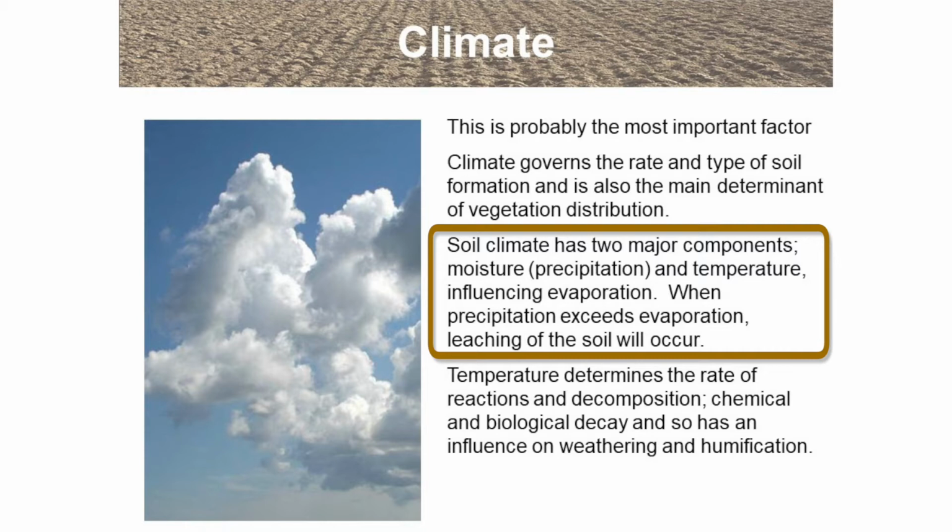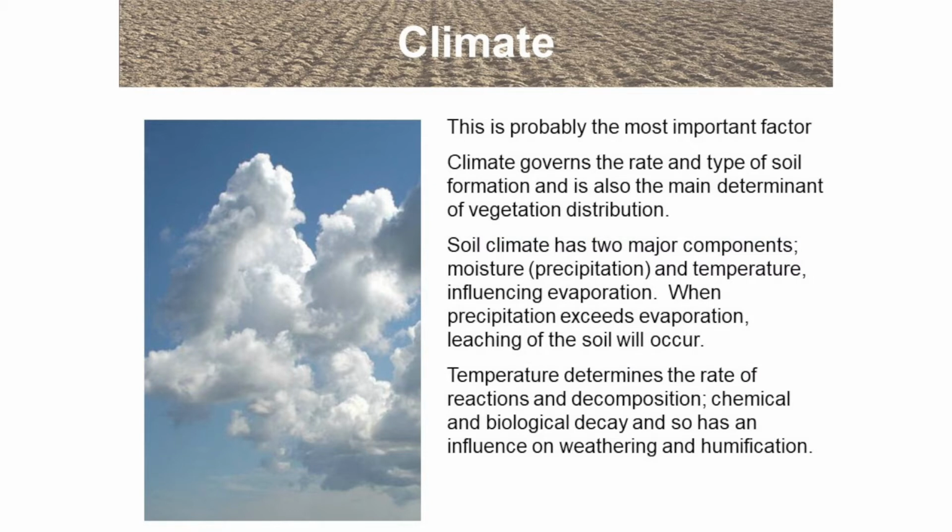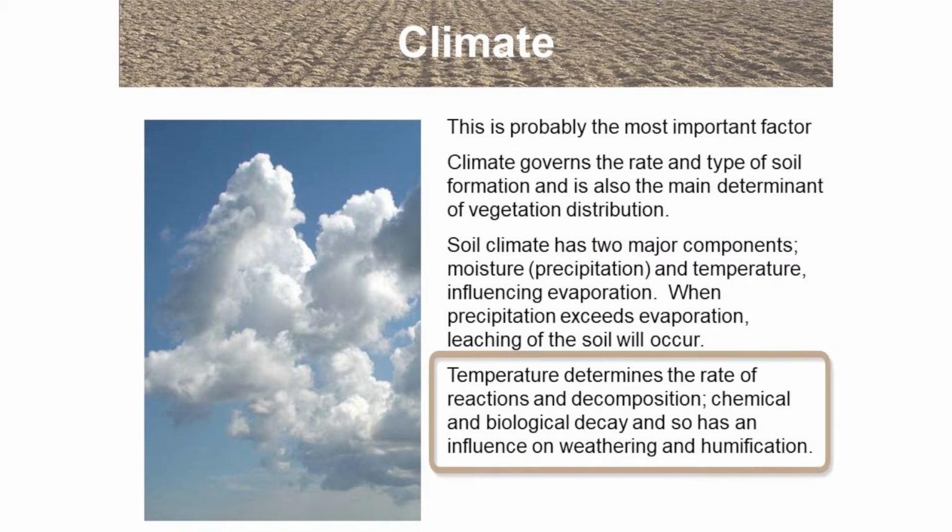When precipitation exceeds evaporation, leaching of the soil will occur. Most chemical or biological reactions need water to be present. But temperature determines the rate of reactions such as chemical and biological decay, and so has an influence on weathering and humification. That is, the breakdown of organic matter into its component parts.